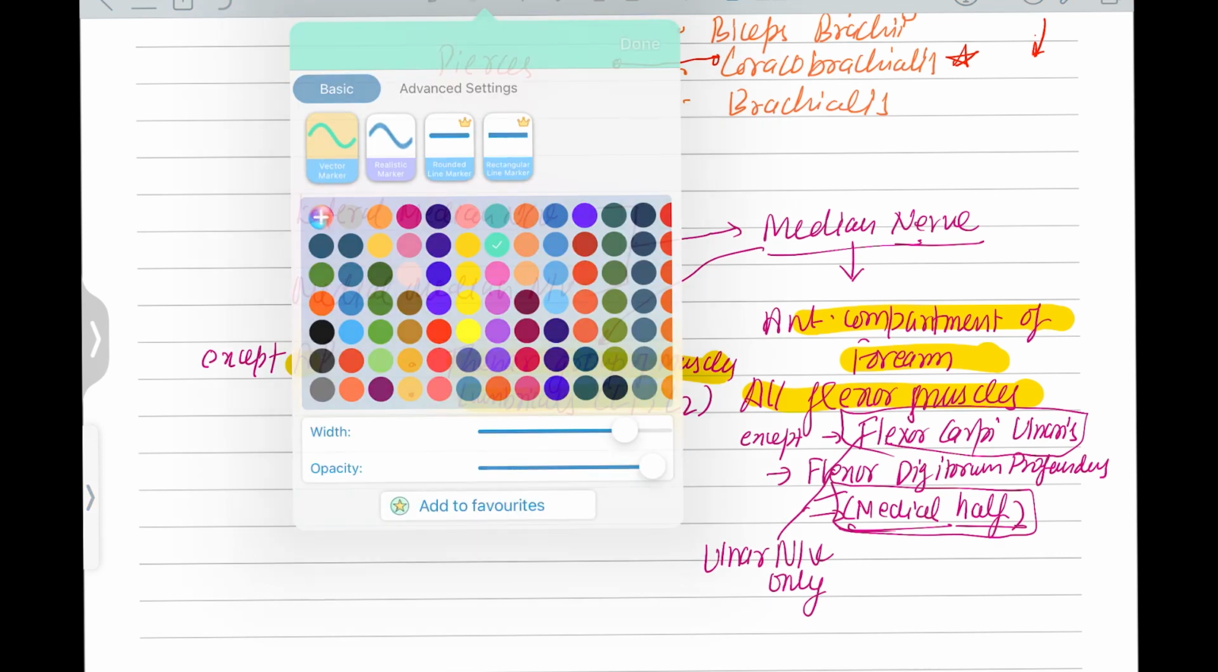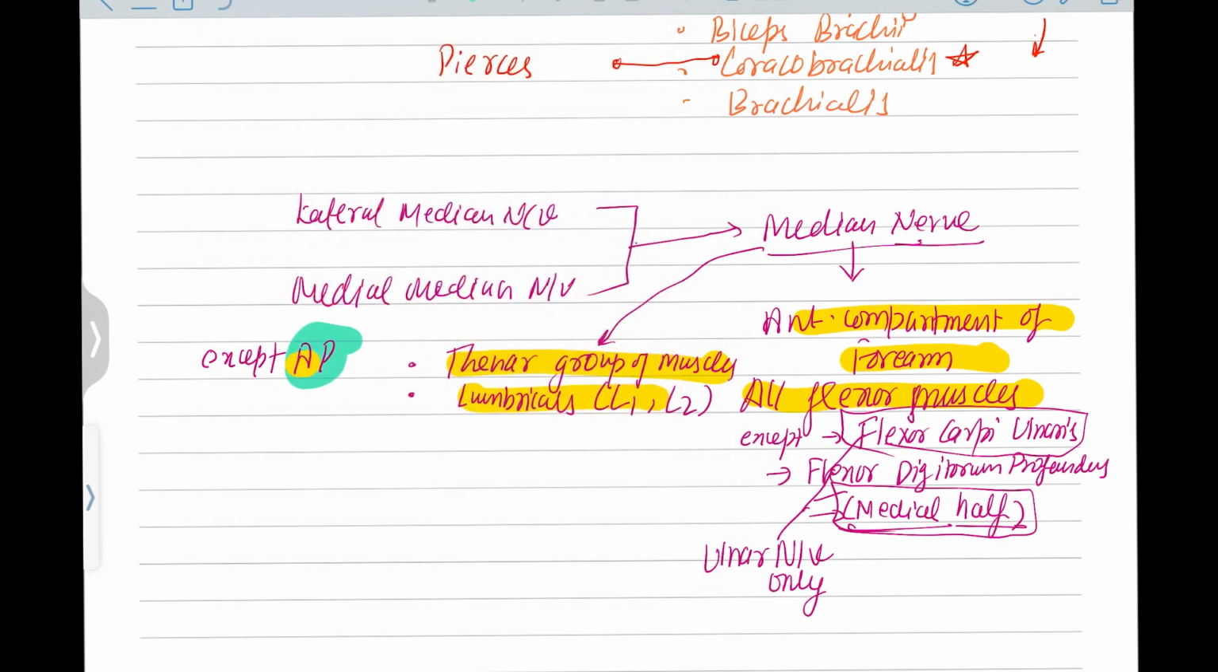And just remember this exception. Somehow I don't know how you will remember, but I remember adductor pollicis is going to be supplied by the radial nerve only. I don't think that is that important, but it will be important when you discuss the clinical cases of it. So let me write it now somewhere else.